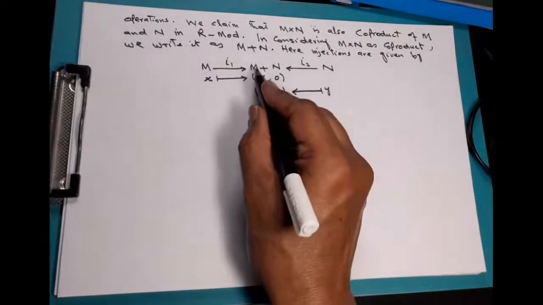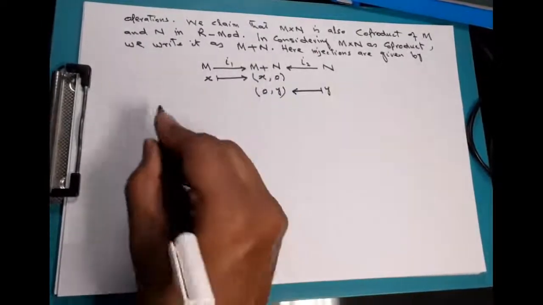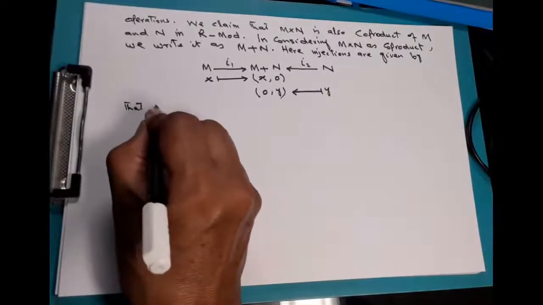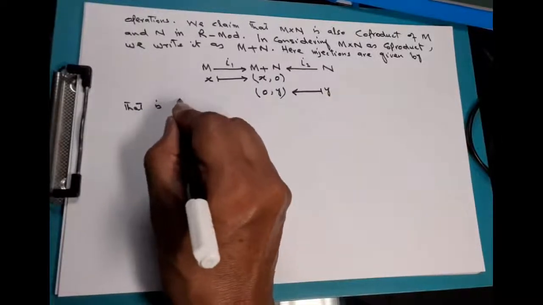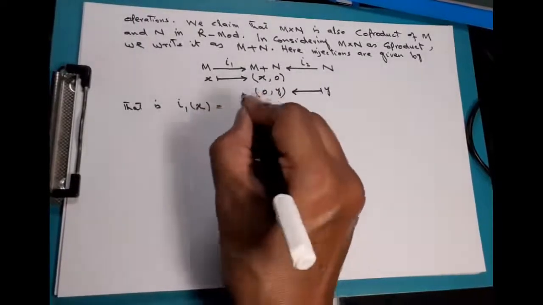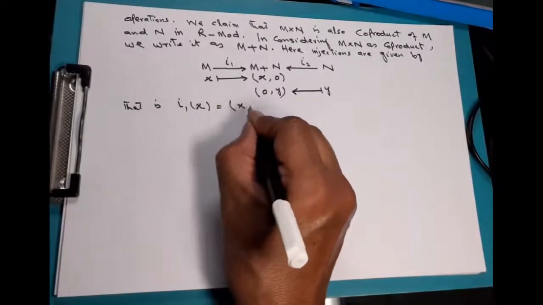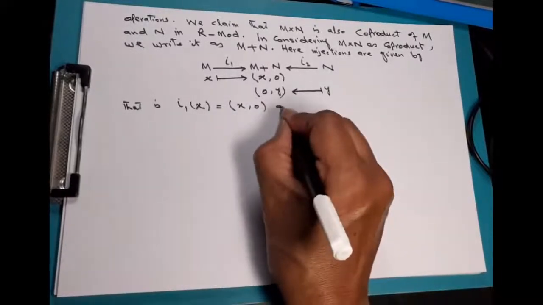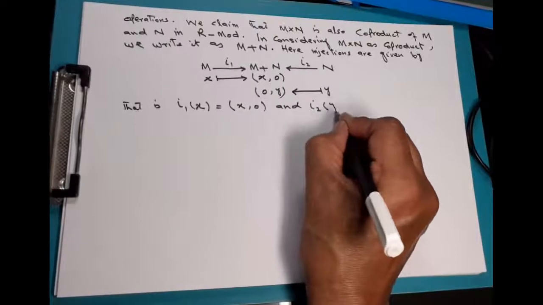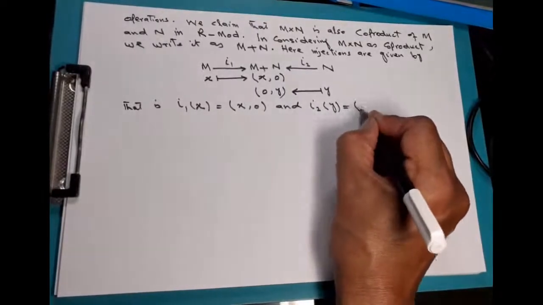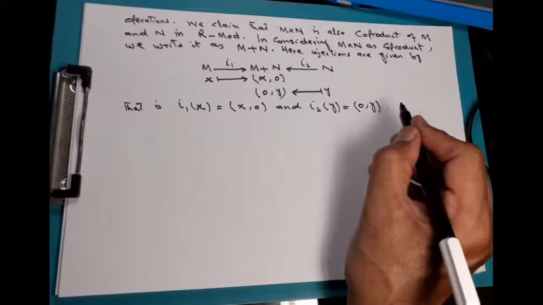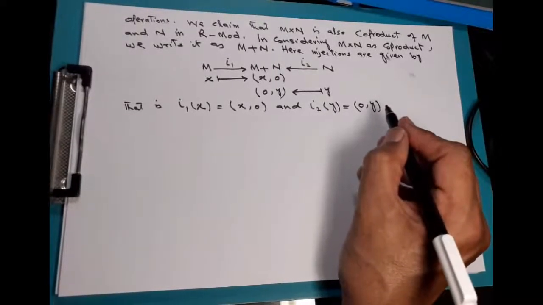0 belongs to M and Y belongs to N. Let me write it clearly. That is, the effect of I1 on X is equal to this ordered pair (X, 0), and the effect of I2 on Y is equal to this ordered pair (0, Y). So this is the way we define I1 and I2.